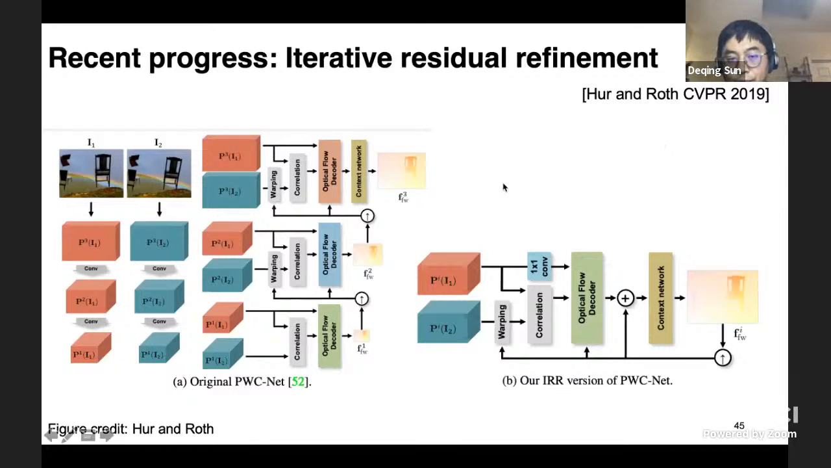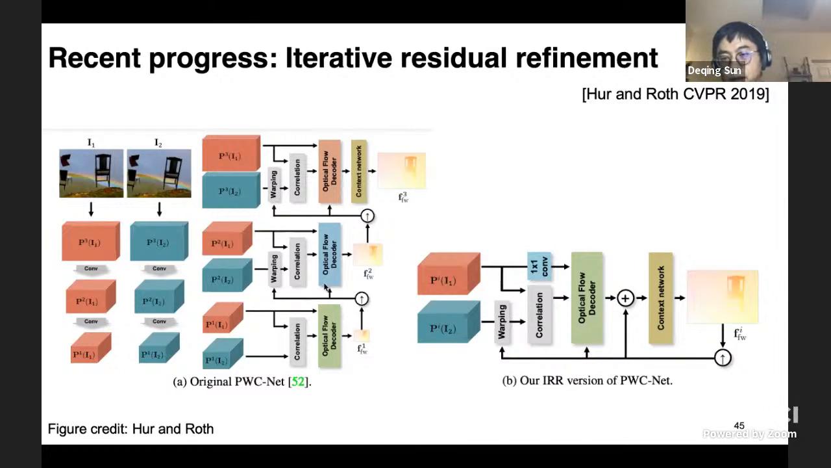So the idea is, why should we use different networks at different pyramid levels? All we do is just do iterative refinement. We have the same module, and so what they did is use the same optical flow decoder. All the networks use the same parameters, and in doing so, they found they not only reduce the size of the network, but also improve the performance.